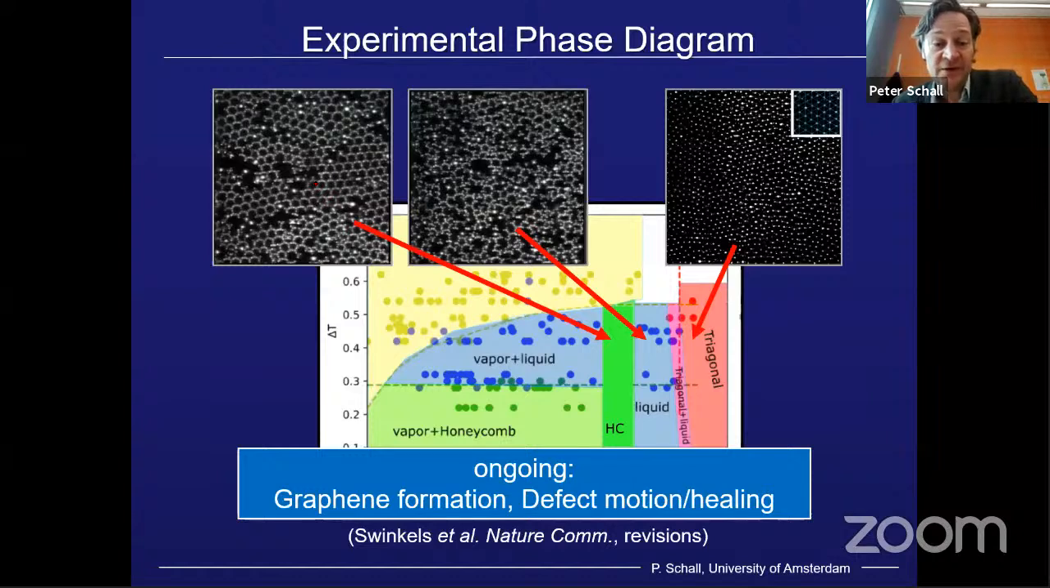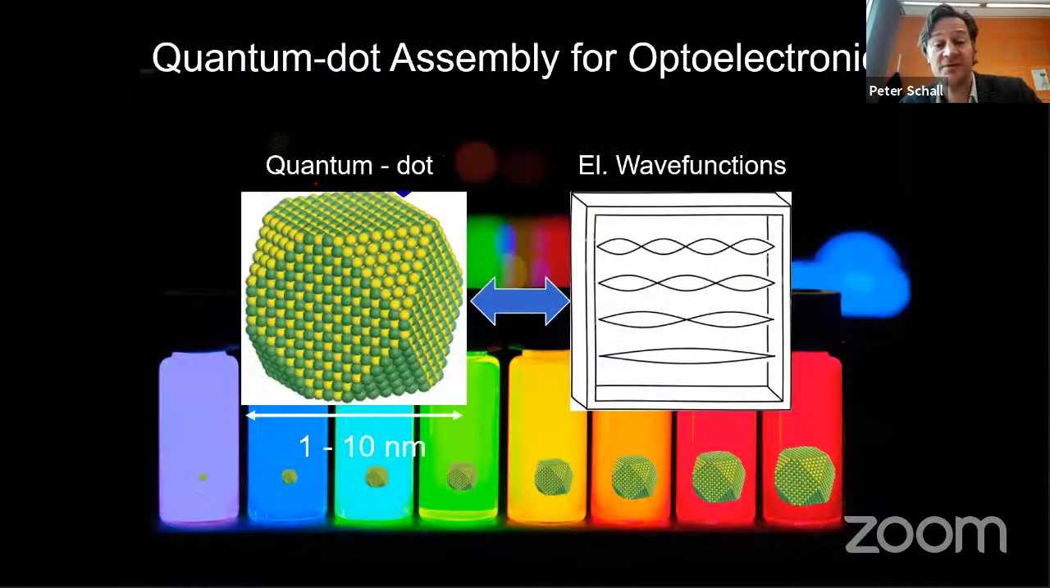It's something we are currently writing up and thinking about already. Maybe you also have suggestions, maybe some of you working in this field for atomic graphene. We're thinking about visualizing graphene formation or even defect motion or defect healing. There's a lot, I think, that we could look at. This is to come, and I would be happy for suggestions.